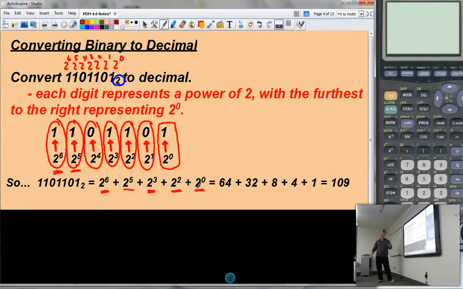Now at that point, you just need to do your powers. 2 to the 6th is 64. 2 to the 5th is 32. 2 cubed is 8. 2 squared is 4. And anything to the 0 power is always 1. So 64 plus 32 plus 8 plus 4 plus 1 equals 109. So 1101101 base 2 is 109 in decimal form.